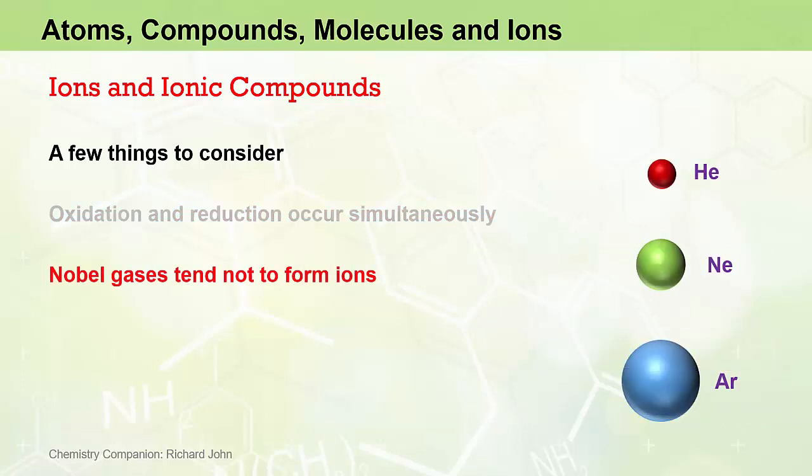Another thing to consider about ions and ion formation is that the noble gases tend not to form ions. The electron clouds of the group 18 noble gases, such as helium, neon, and argon, are very stable, and these elements tend not to gain, lose, or share electrons, and therefore tend not to form ions or chemical bonds.